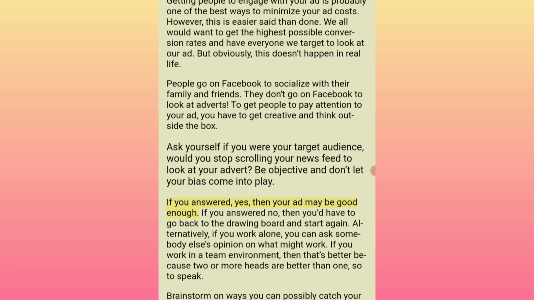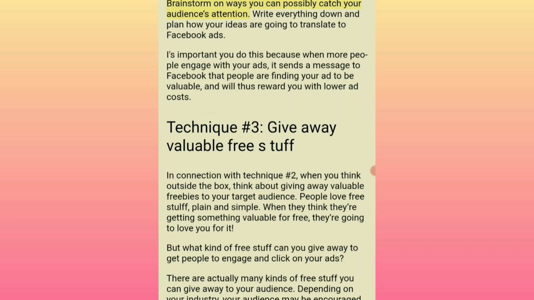Alternatively, if you work alone, you can ask somebody else's opinion on what might work. If you work in a team environment, then that's better because 2 or more heads are better than 1, so to speak. Brainstorm on ways you can possibly catch your audience's attention. Write everything down and plan how your ideas are going to translate to Facebook ads. It's important you do this because when more people engage with your ads, it sends a message to Facebook that people are finding your ad to be valuable and will thus reward you with lower ad costs.